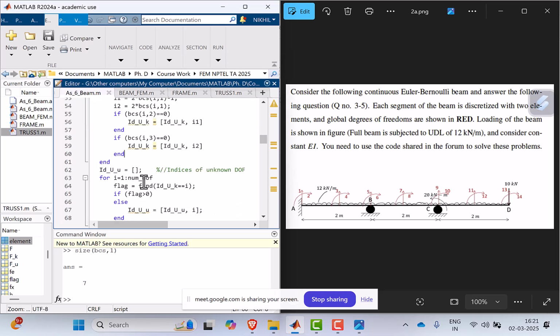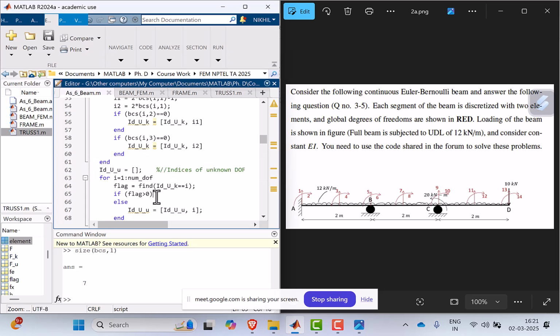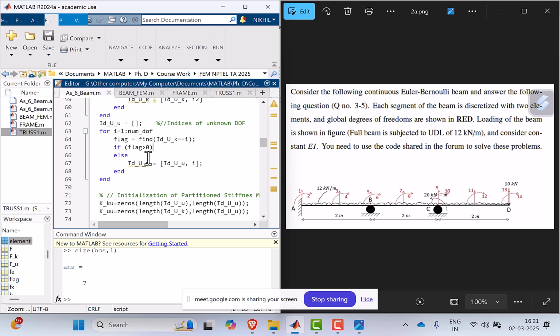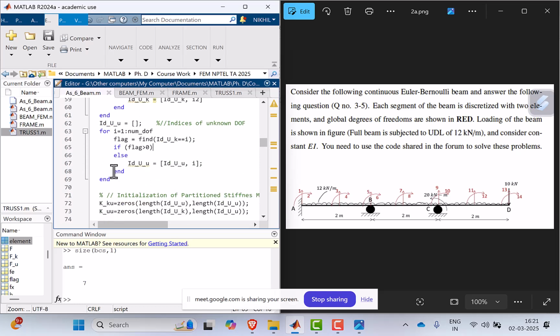For forming the unknown degree of freedom, this loop will run till the number of degrees of freedom, which will be 14 here, and for each id which is not mentioned in the above one, it will increase the flag value, and that flag value will put the unknown degree of freedom in that. So you will have a different vector for known displacement and a different vector for unknown deflection.